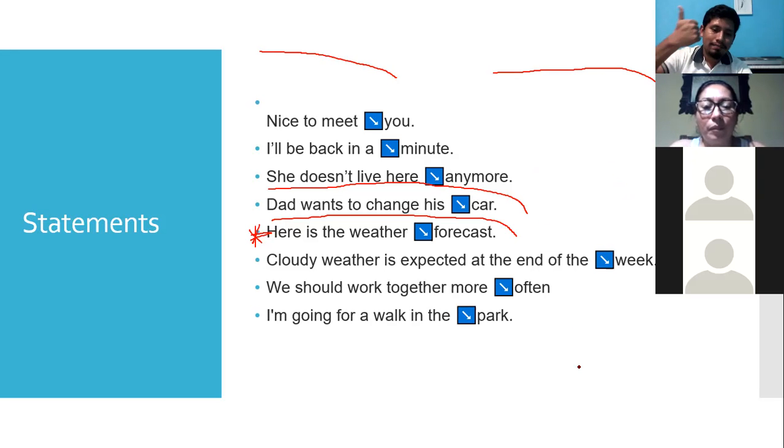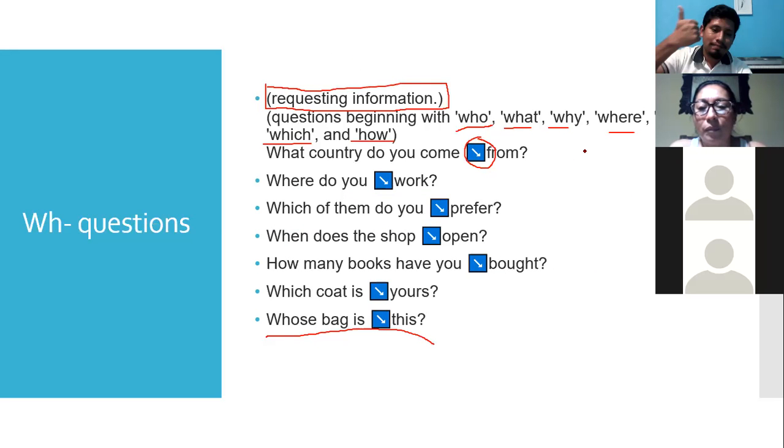Okay, thumbs up, very good. Then we're going to see some of the falling intonations with WH questions. If we have WH questions, we can identify them here. For instance, number one, if we want to request information, we have to use a WH question. These WH questions could be who, what, why, where, when, which, and how. Those are the WH questions that we have in English.